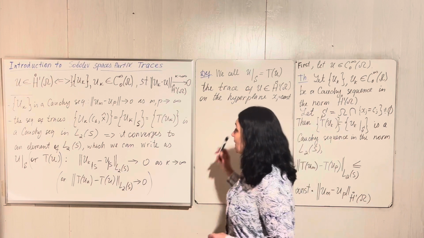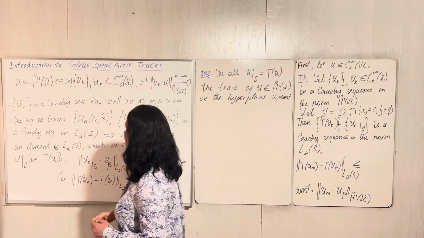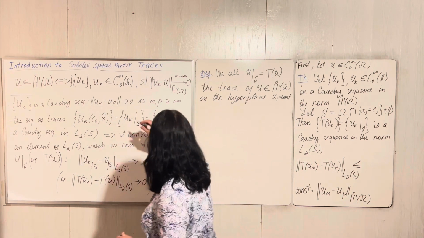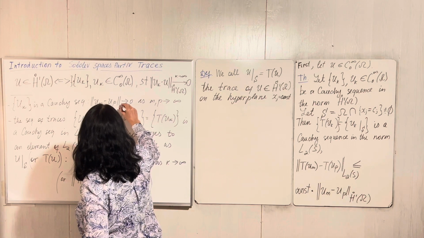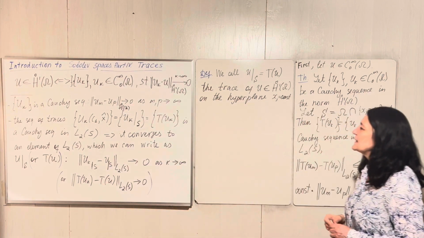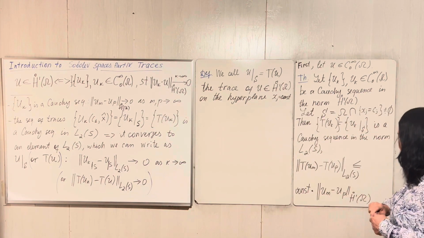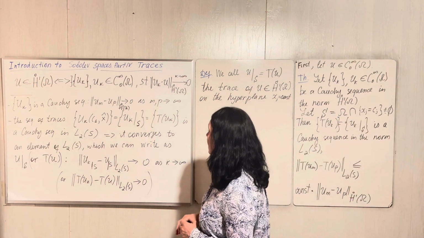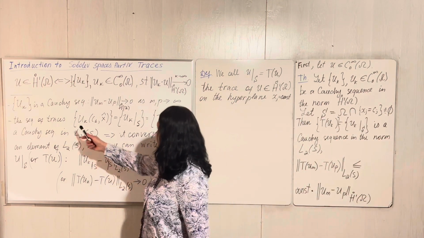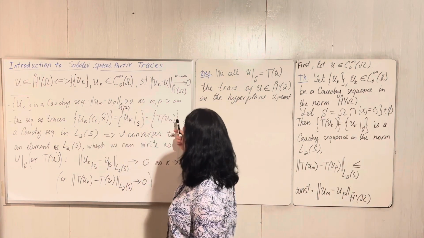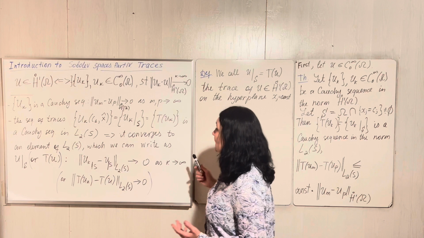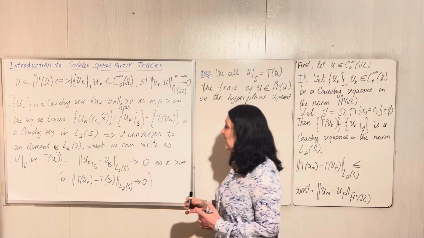So now, in this theorem, u_k is a Cauchy sequence, right? So this norm in H^1_0(Ω) goes to 0 as p goes to infinity. And what we have from this theorem is that the sequence of traces, I put here 3 different notations for the same sequence, is a Cauchy sequence in L2.